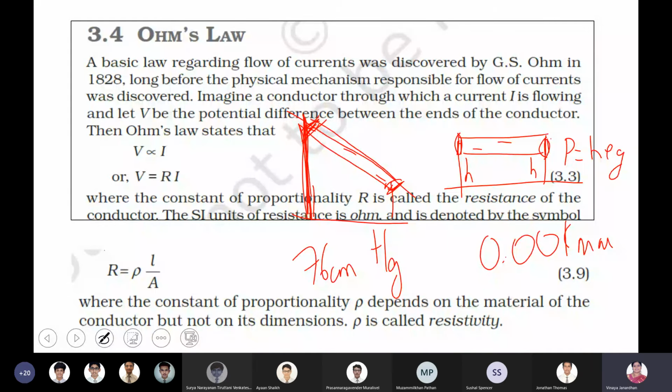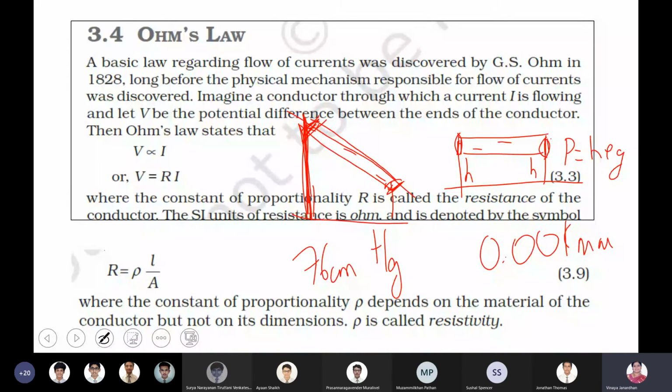Now I'll just go on, boys. Now look at this. That's why when you break open your fluorescent bulb, air gushes into it, because outside pressure is high, inside it is very low. That's why you hear a large sound.